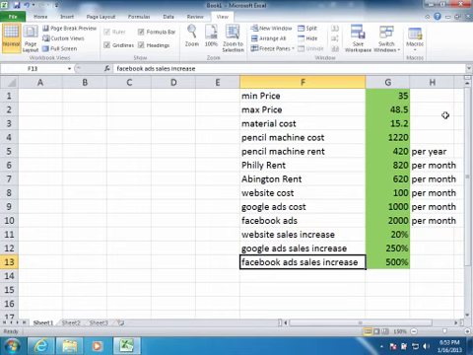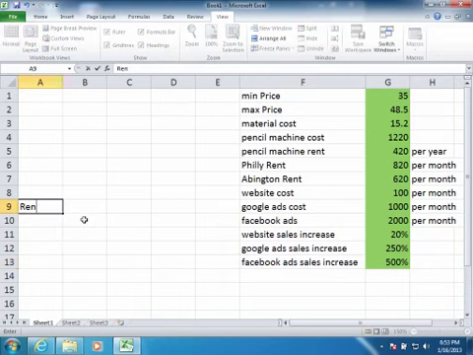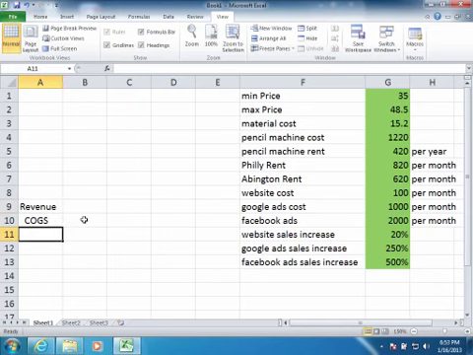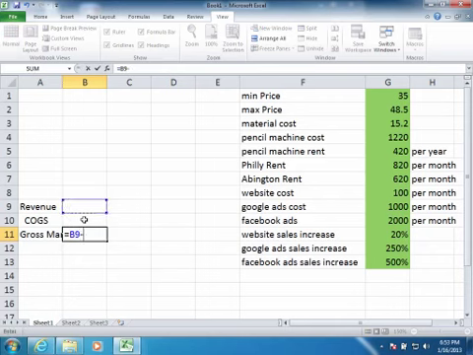Now, the case was to help her build a projected income statement. So we need to figure out, how much can she make in a year? First, let's do it per month. So I need an income statement based on a month. I will need revenue, cost of goods sold, and the difference between them would be my gross margin. So this equals revenue minus cost of goods sold.